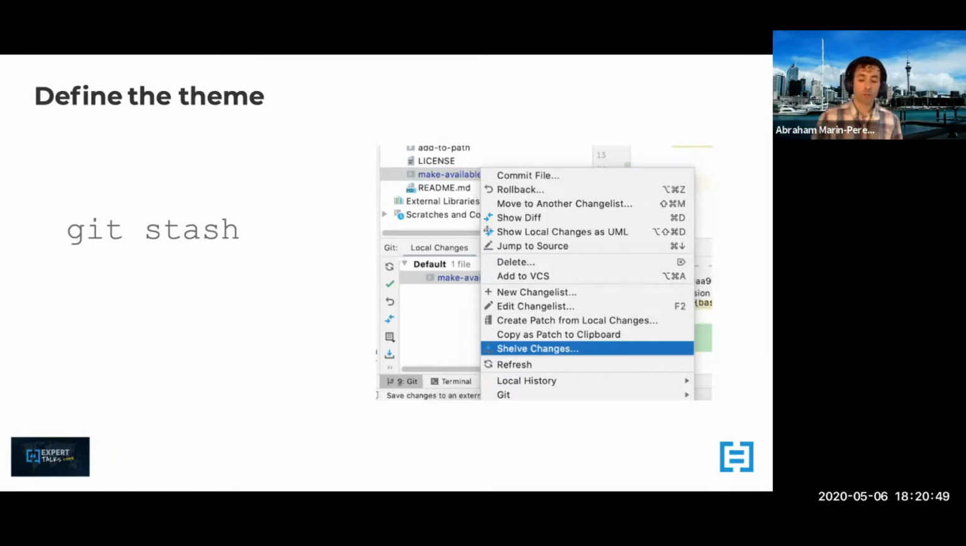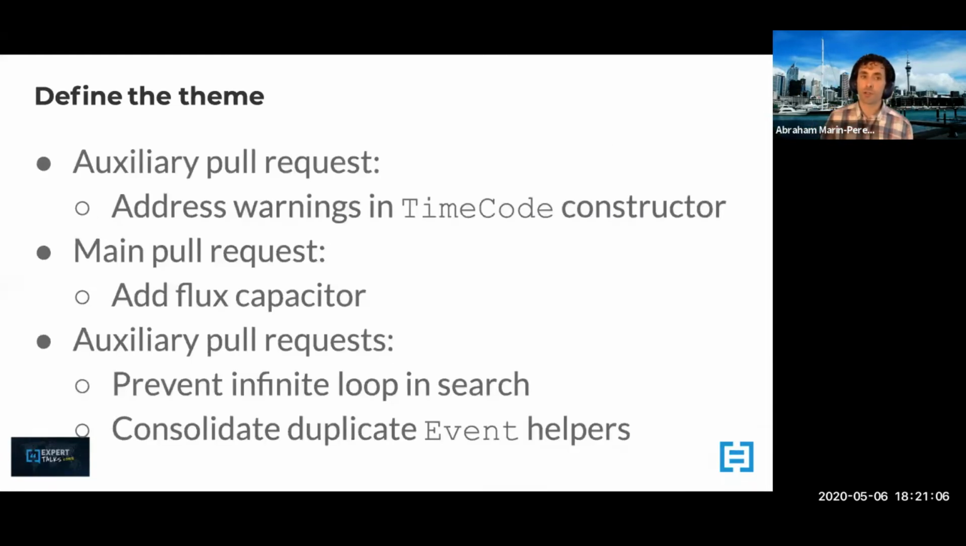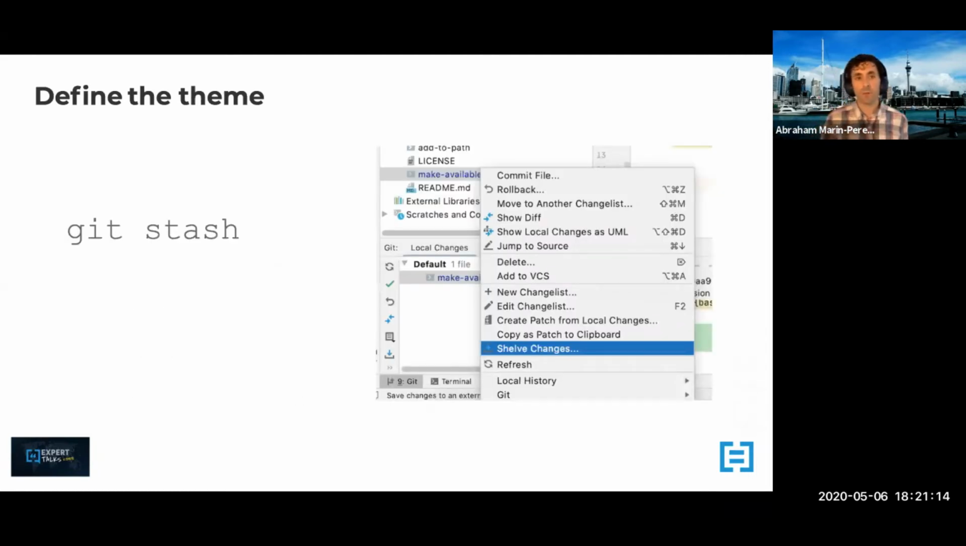So then if you're working on your main pull request and you notice that you need to fix something first, you can get all your changes, put them away, do a pull request for that thing that you need to fix, have it out, have it merged, and then you retrieve your changes from the shelf and you carry on working. And that's how you do first the auxiliary pull request, then your main pull request, and then the rest of the auxiliary pull requests. Okay?